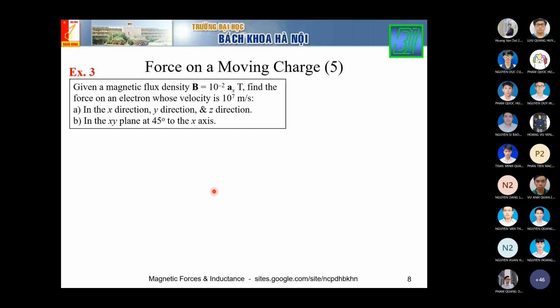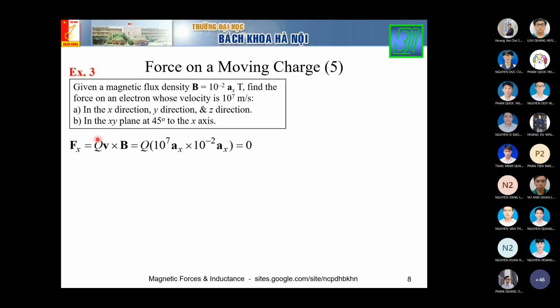We have here a magnetic flux density B, and this one you see is a uniform field because it is constant. We have to find the force acting on a moving charge. The magnitude of speed is 10 to the power 7 meters per second. But the problem is that we change the direction of this movement. We have here 4 cases. The first 3 cases are alongside the 3 axes, x, y, and z. The last one is for a specific direction.